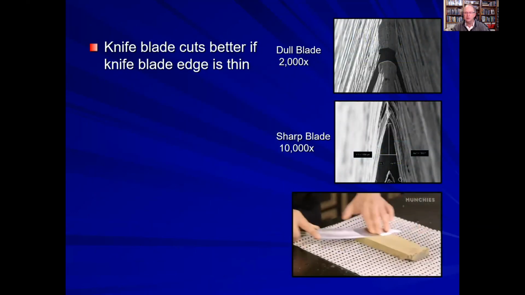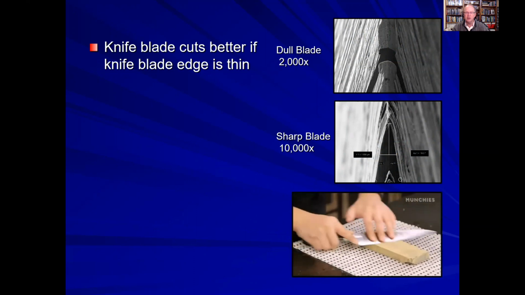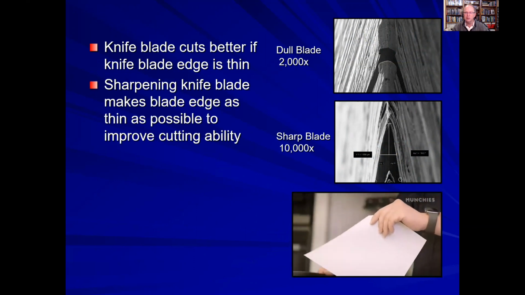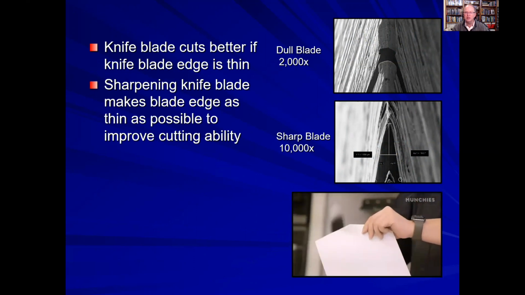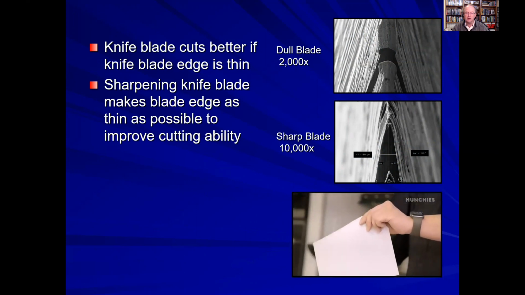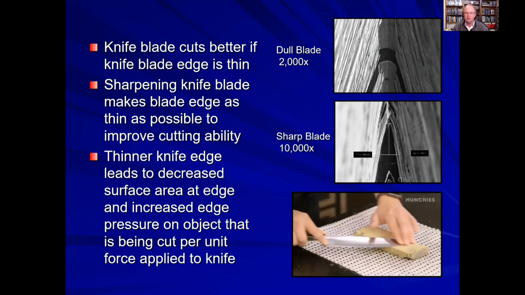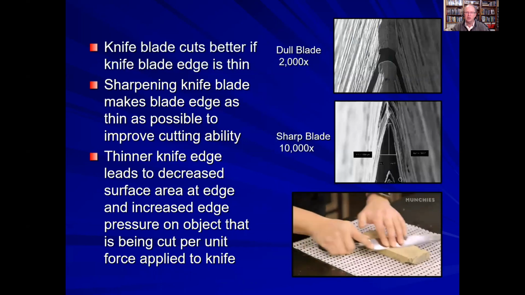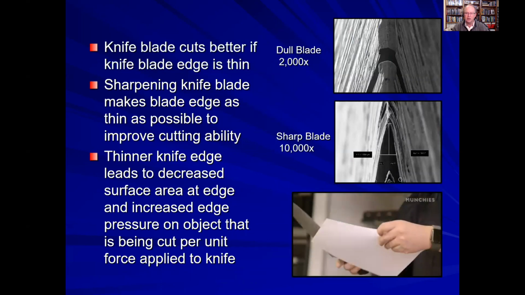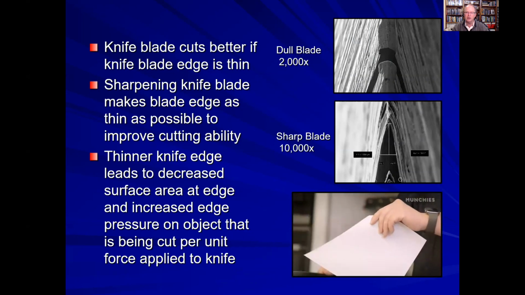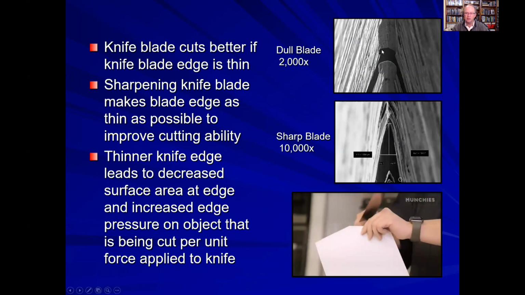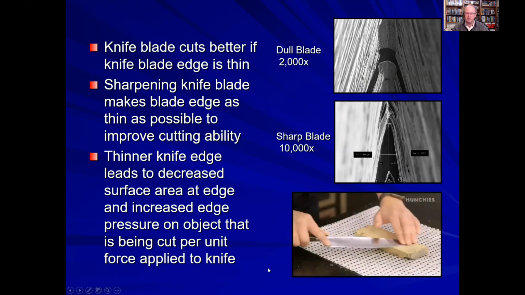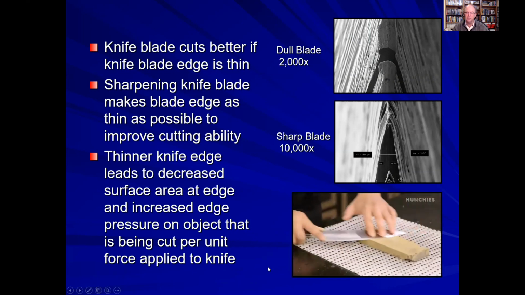Another real-life example for us would be that of a knife blade. Knife blades, as we all know, work better if the edge is thin. So when we sharpen a knife blade, what we're basically doing is decreasing the surface area of contact of that blade edge with the material that we're going to be cutting, so that we can have higher pressures on the object we're cutting and it cuts much better than it would have if it hadn't been sharpened. Here we can see a dull blade in micrograph at 2,000 times magnification. Here we have a sharp blade at 10,000 times magnification to better give you an illustration of that.